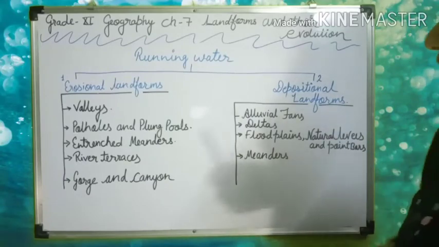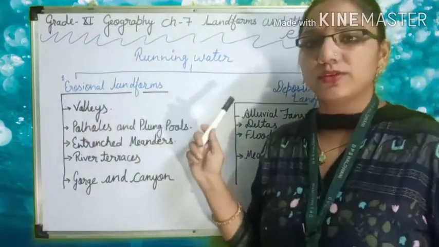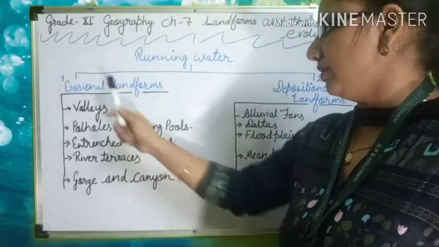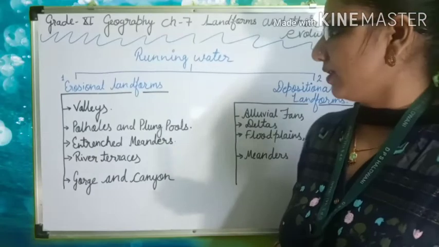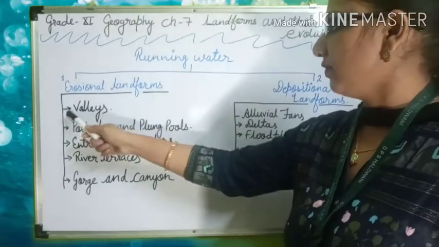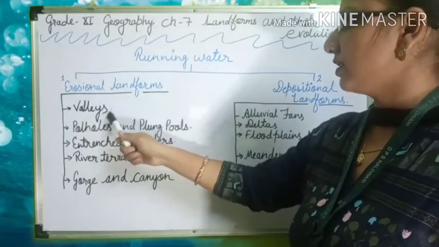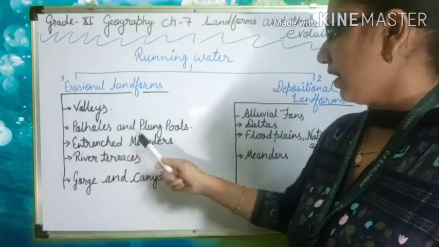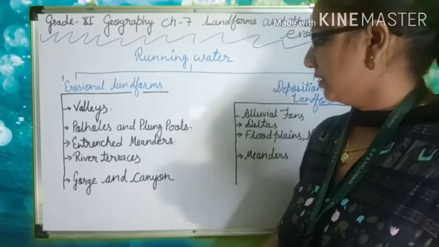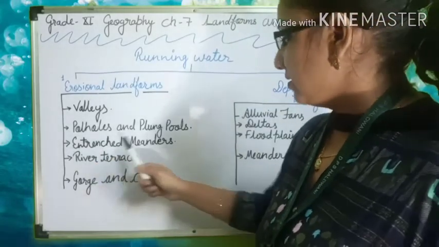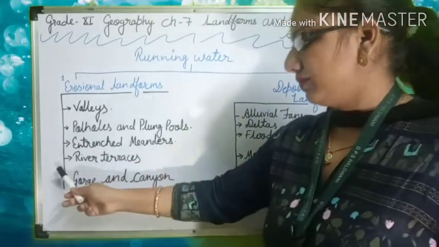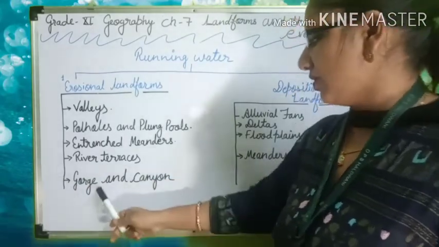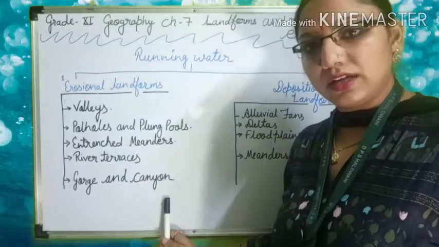First of all, we will see the erosional landforms, and how many landforms are formed by erosional activity. The first landform is valleys. Second, potholes and plunge pools. Third, entrenched meanders. Fourth, river terraces, and the fifth is gorges and canyons.